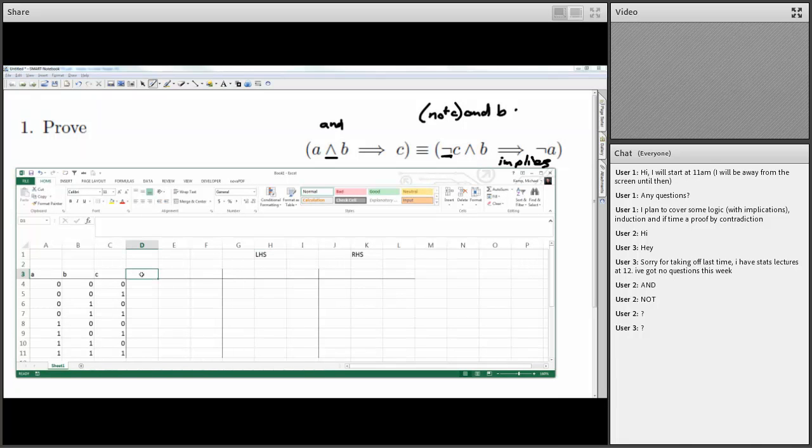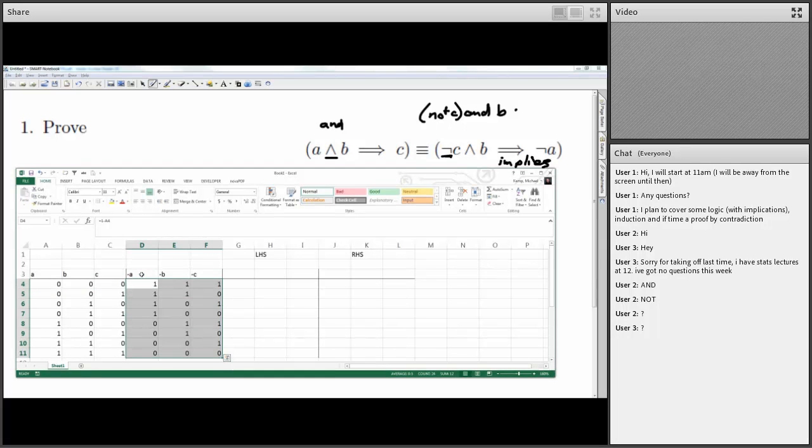So I find it useful to have other columns here for the negatives of them all, just so you can read them off really clearly. And basically the way to do that is just swap them around. I can do that easily in Excel by just doing 1 minus.